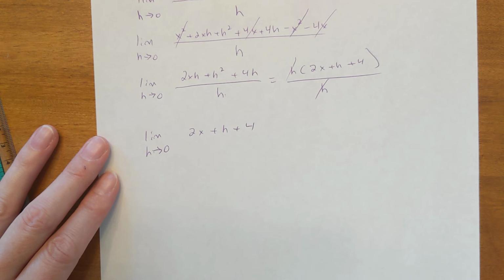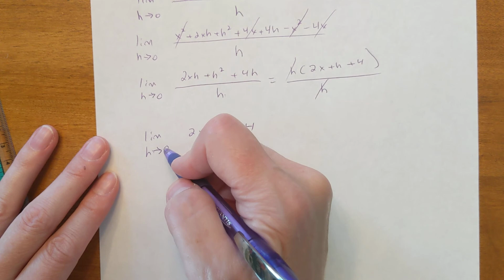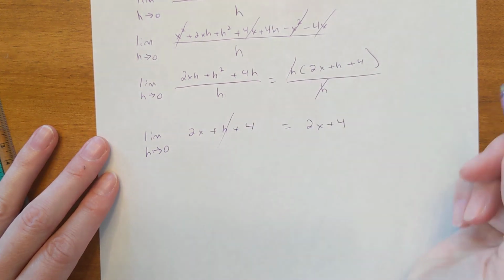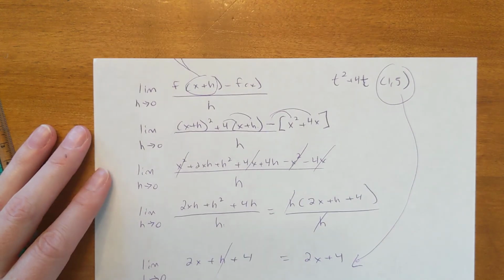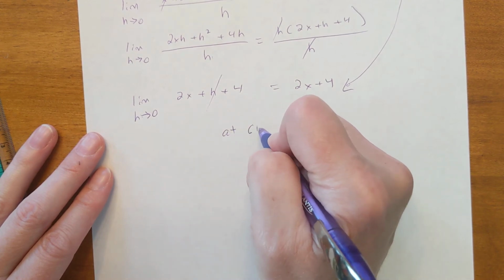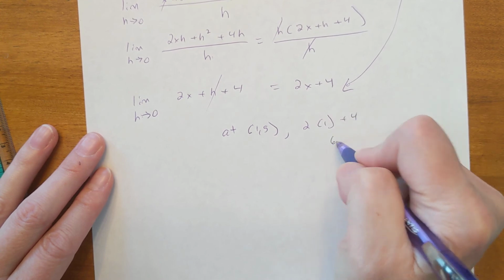Just like on the other one, when we did the change of x, that just means the letter h or something. The change of x just freaks everybody out. So when you put the 0 in, that's gone, and you're just left with 2x plus 4. So at the point 1, 5, the slope is going to be 2 times 1 plus 4, or 6.